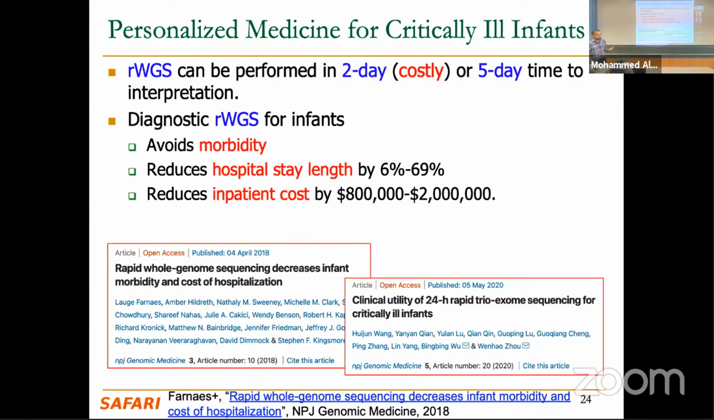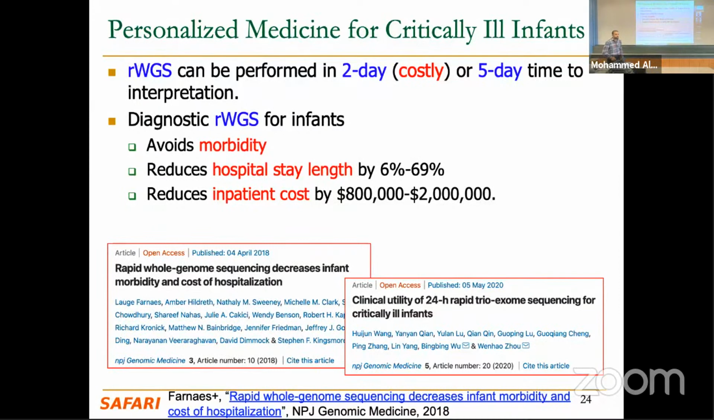When you go to any hospital, they will ask you, do you want to pay more or less? If you pay more, you will get the analysis in 2 days. If you pay less, you'll get the analysis result in 5 days. That is whole genome sequencing. There is a lot of research, already proven clinically, that doing whole genome sequencing for these infants, especially if the symptoms are not clear, is going to avoid morbidity and reduce both hospital stay and inpatient cost. So it's very important to act quickly because these critically ill infants have few days to survive. Otherwise, they normally die.